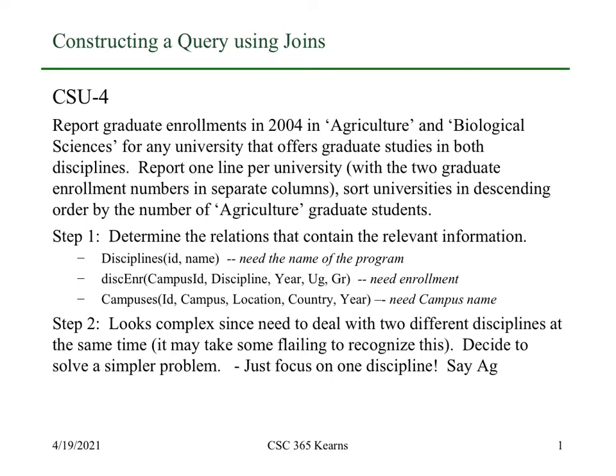Now, since the problem looks pretty complex in terms of you have to get both the agriculture and the biological sciences in separate enrollments in separate columns, I think it's probably a good idea to start out with a simpler problem. And so what we're going to do here first is we're just going to try to solve the problem for one discipline, say agriculture.